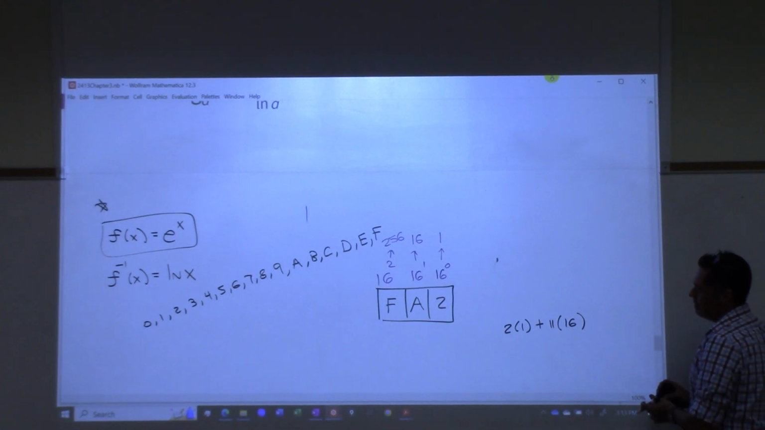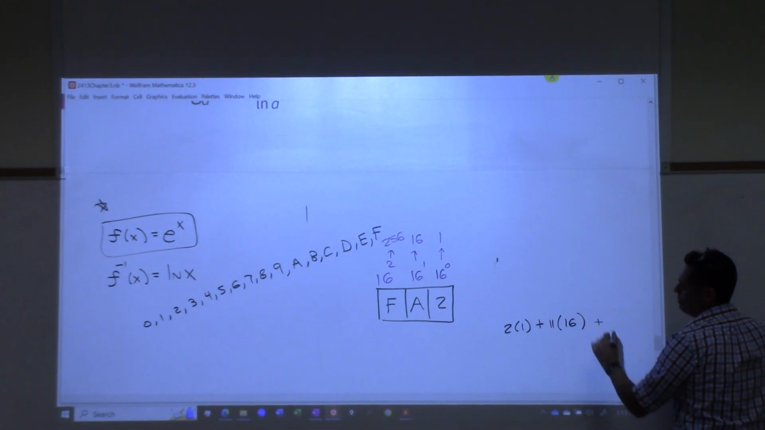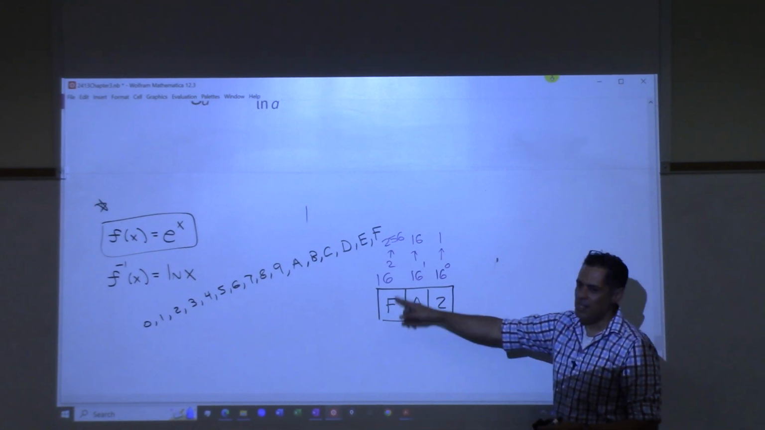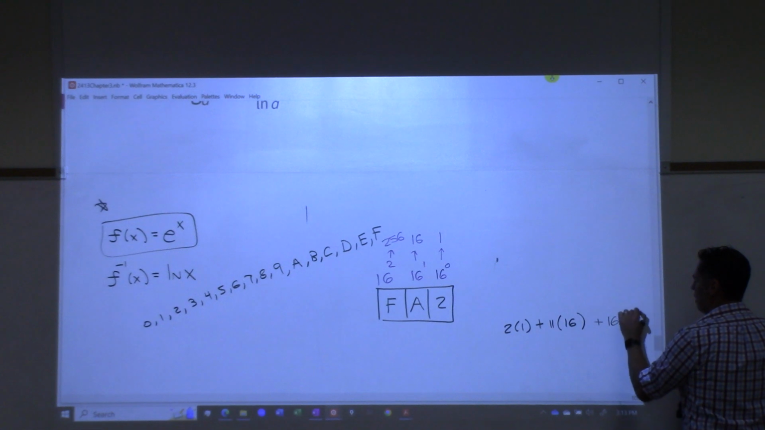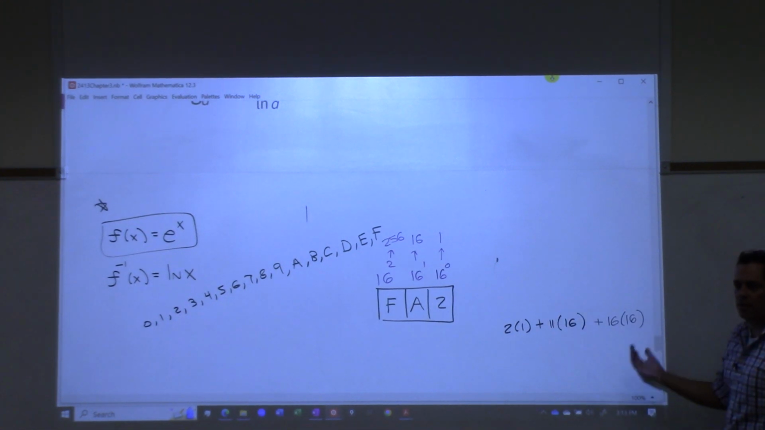11, and then plus, what? 16. 16 16s. And whatever that is, that is the number in base 10.